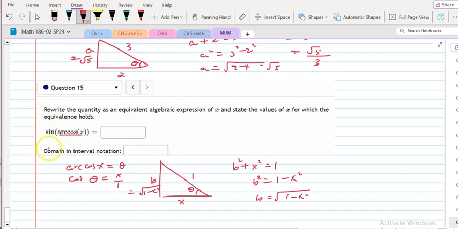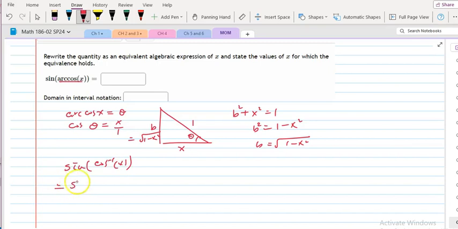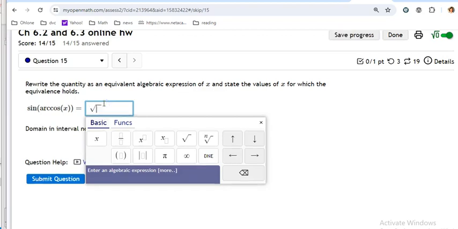But I want to do sine. So this is all the setup, right? I'm going to do sine of arc cosine x. That would equal sine of theta, because arc cosine x is theta. So what is sine theta in this right triangle? It is SOH, O over H. O is the square root of 1 minus x squared. H is 1. So it will be the square root of 1 minus x squared.